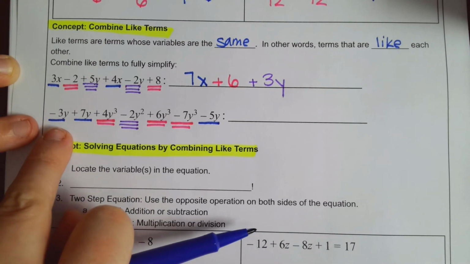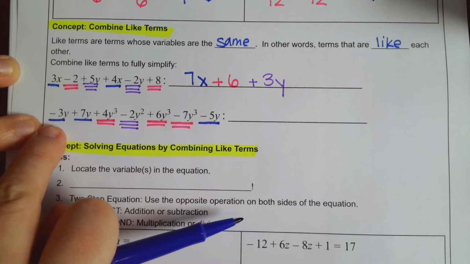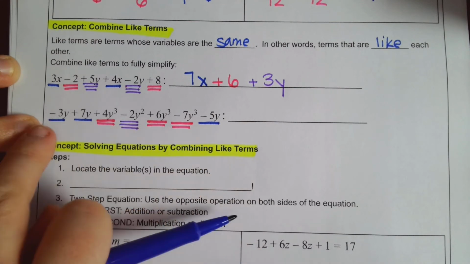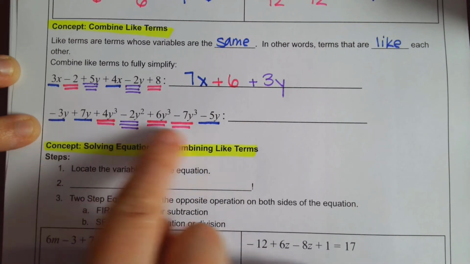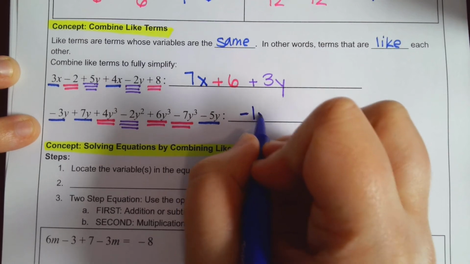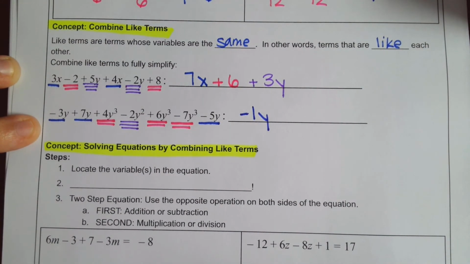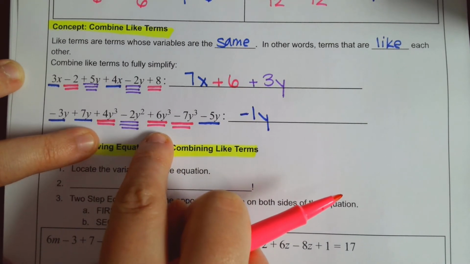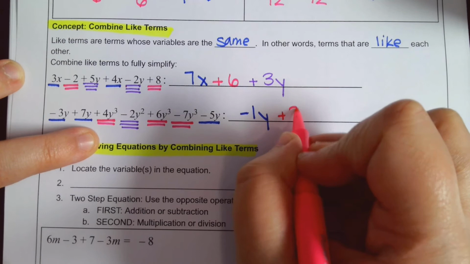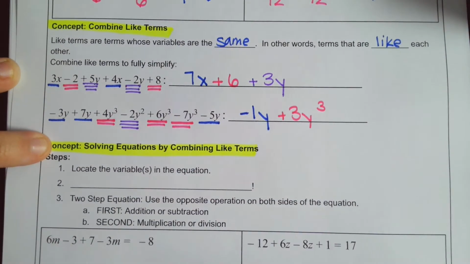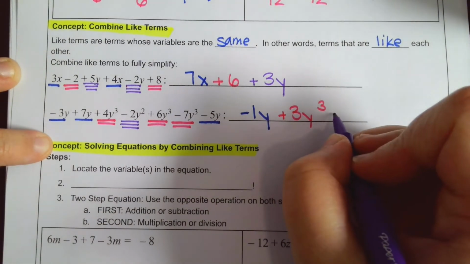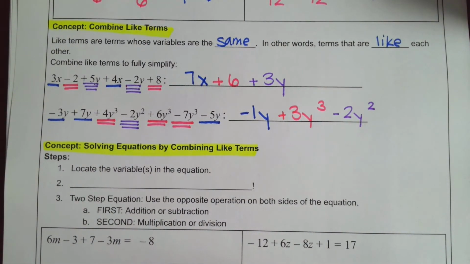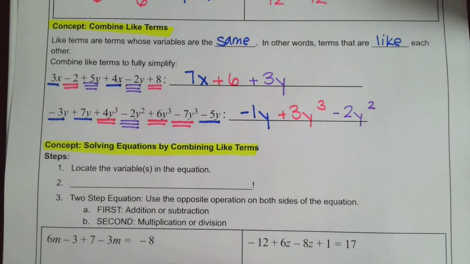All right, let's start with our single y's. So negative 3y plus 7y minus 5y. Negative 3y plus 7y is 4y, minus 5y is minus 1y. And now for our pink, 4y cubed plus 6y cubed is 10, minus 7 is plus 3y cubed. And then at the very end, we're just going to tack on our single term. So that's combining like terms.